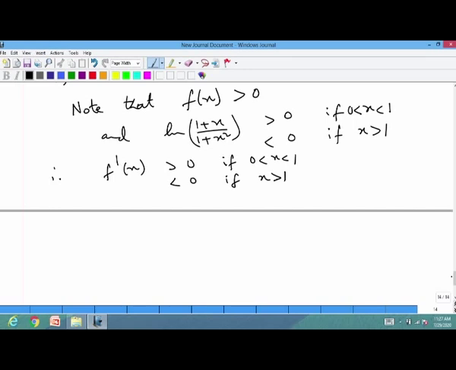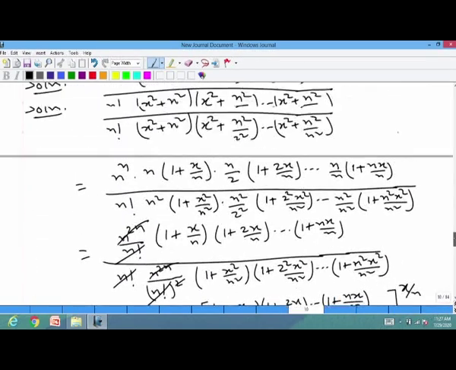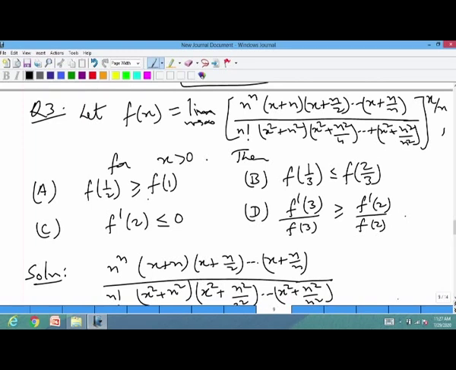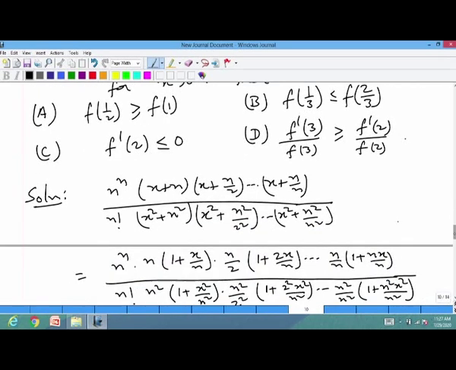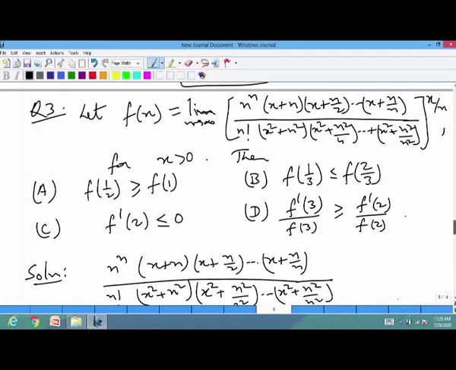So, what does this tell us? This implies f is an increasing function on the interval 0 to 1, and it is a decreasing function on 1 to infinity. So, if we see the options, f of half and f of 1, between 0 and 1 f is increasing. So, f of half will be less than f of 1, and f of 1 by 3 will be less than f of 2 by 3. So, option A is incorrect, but B is correct.